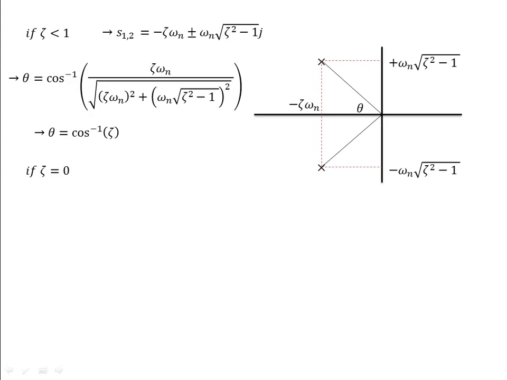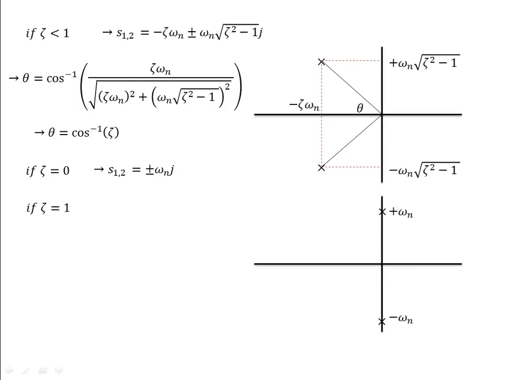If we look again at zeta equal to 0, which is the undamped system, we have s1 and s2 equal to plus minus omega n j. So the poles will be on the imaginary axis. And if zeta equal to 1, which means we have a critically damped system, we have repeated poles, s1 and s2 equal to minus zeta omega n, which are on the real axis. In fact, for these poles zeta is 0, theta is 0, and for these two poles zeta is 1 or theta is 90 degrees.